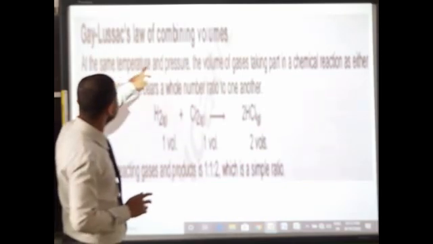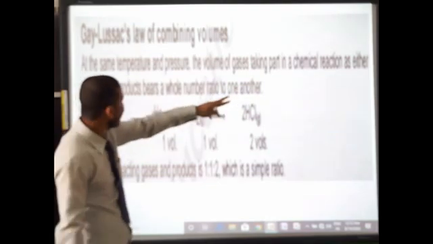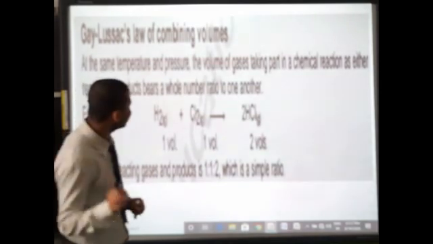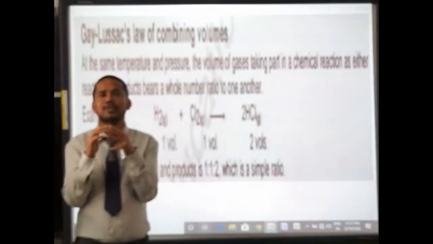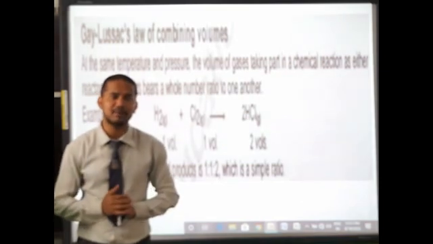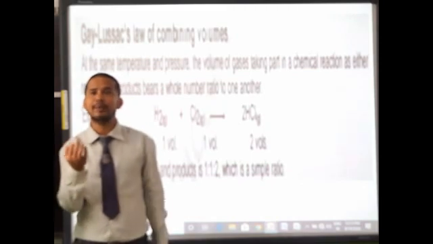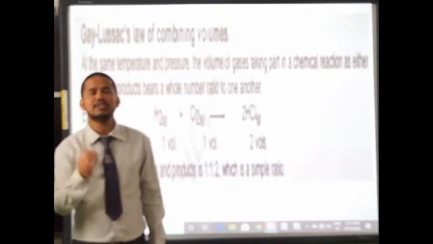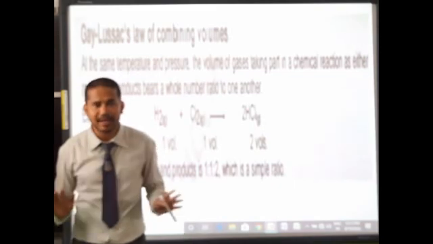So at the same temperature and pressure, the volume of gases taking part in a chemical reaction, as either reactants or products, bears a whole number ratio to one another. That means their ratio of volume with one another is always a whole number ratio. It cannot be a fraction and it cannot be a decimal. That means I cannot say 1.5 volume of nitrogen reacts with 2.3 volume of oxygen to give nitrogen oxide. I cannot say.